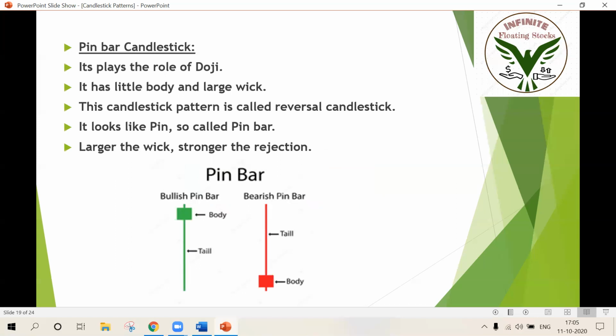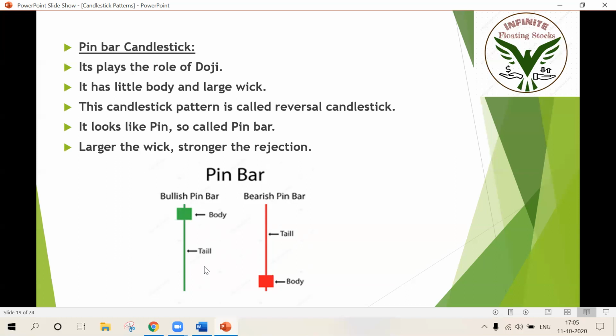Now here comes a very important candlestick pattern, which is the pin bar. It plays the role of a doji. Now look at the diagram. It looks like a pin, a hairpin. Just take a minute and look at the picture. It looks like a pin.